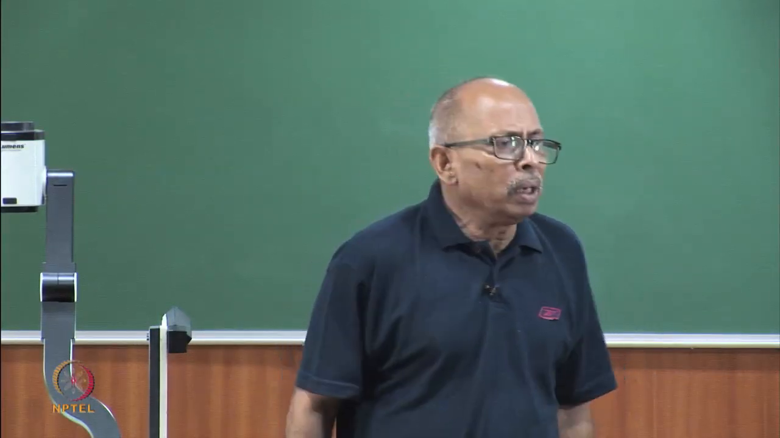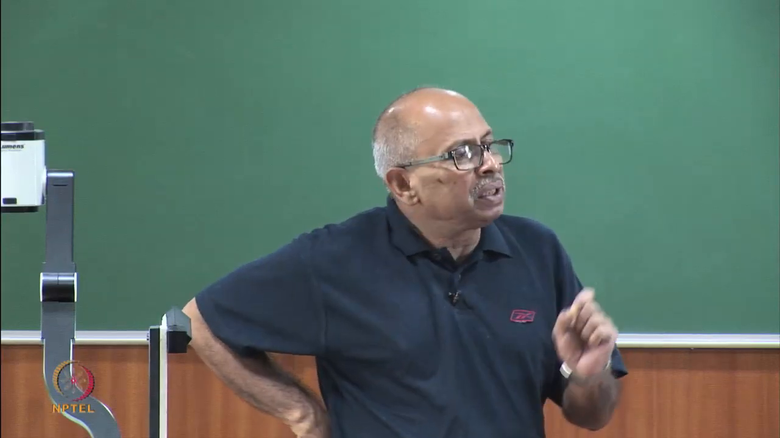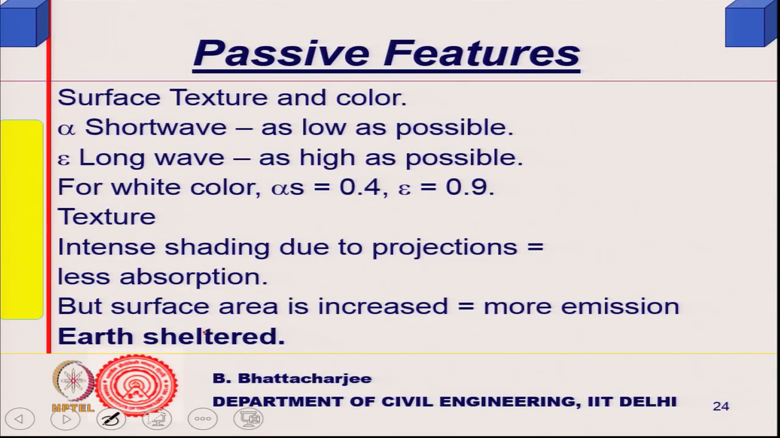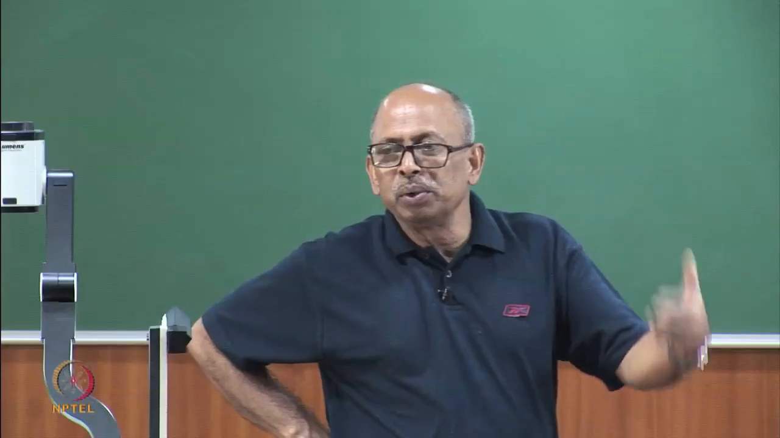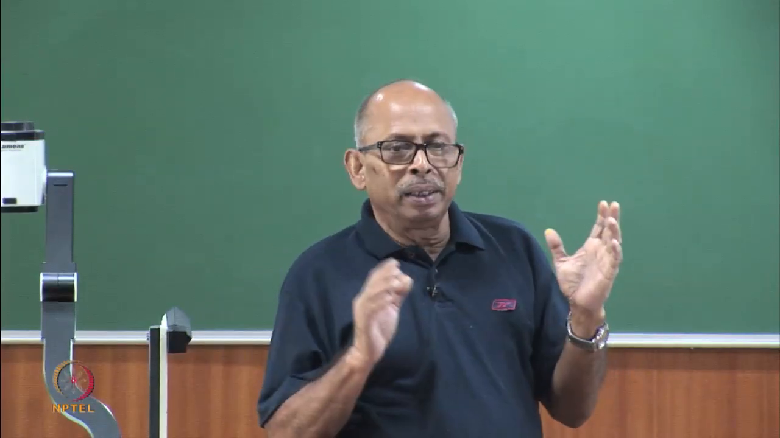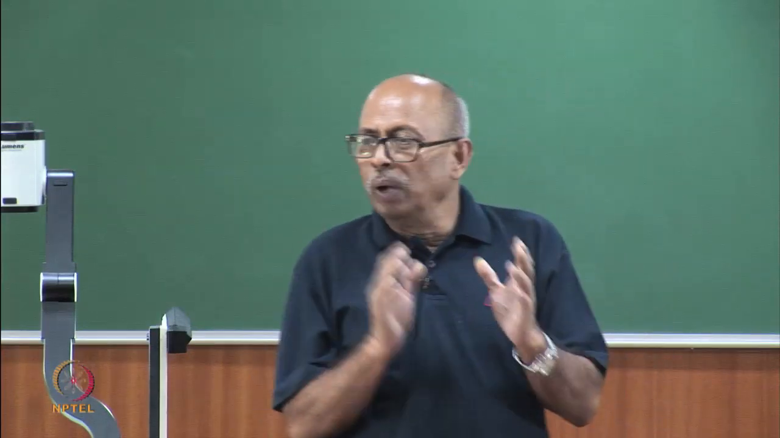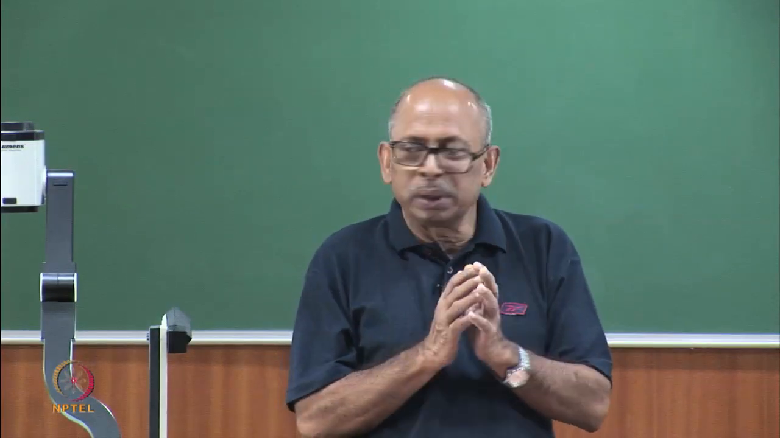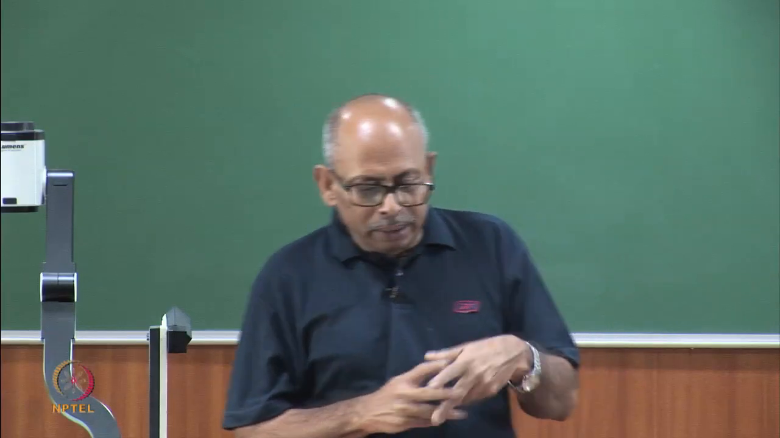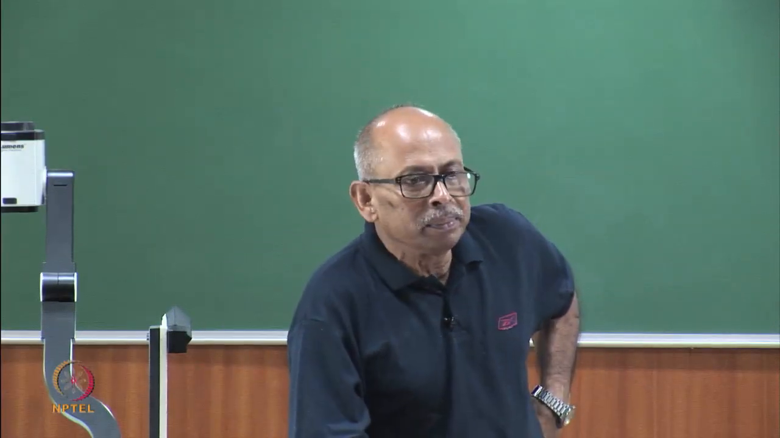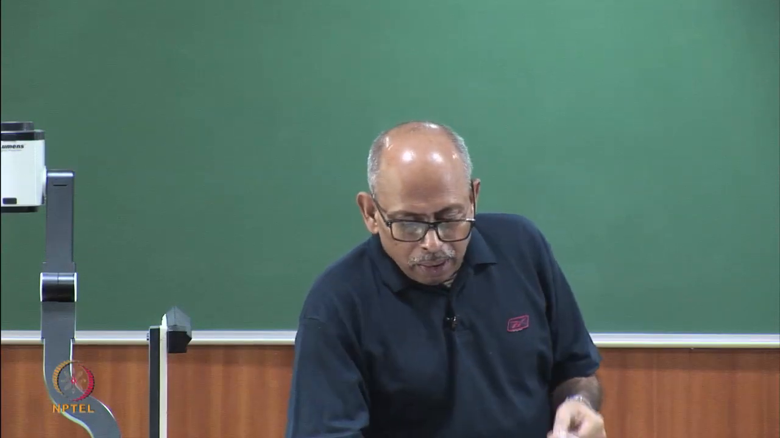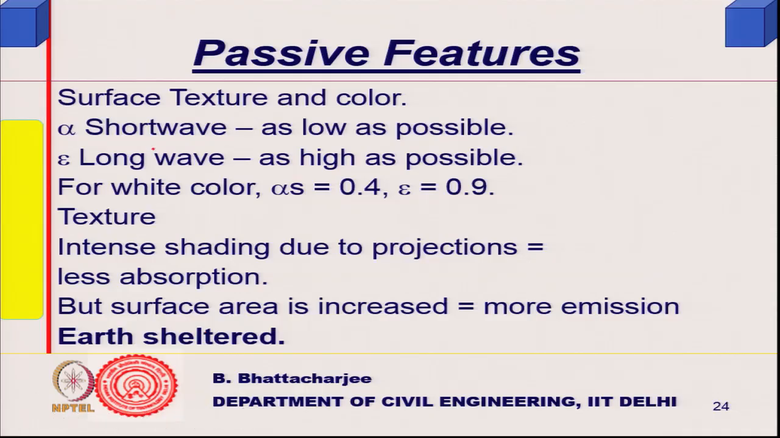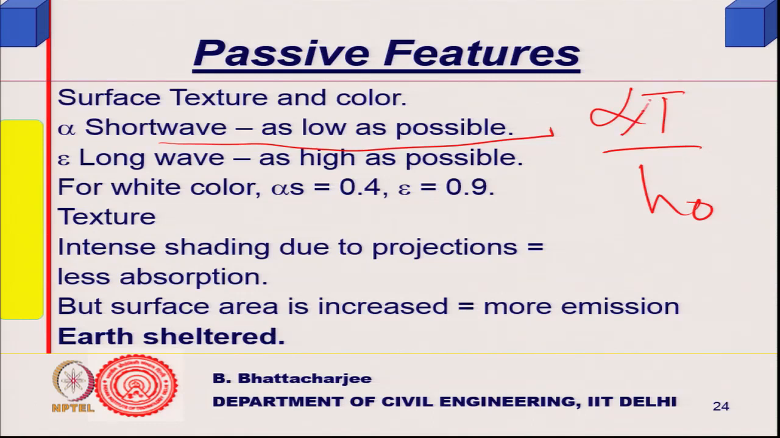Now, we can look into another feature, surface texture and color. So far we looked into shading, orientation, shape, construction, U values, and we talked about time lag, etc. Another feature is surface texture and color, alpha. Now, alpha to short wave should be as low as possible, we have seen, because it is I alpha divided by. So, I do not want this to be too high, right.